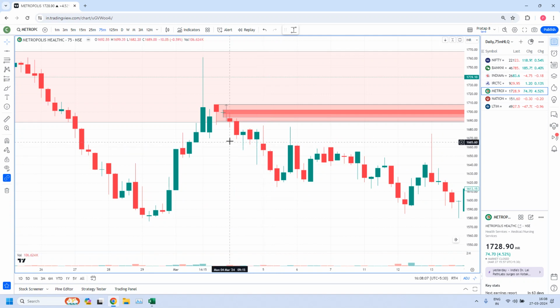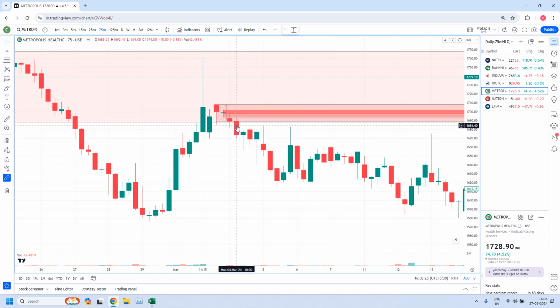You may ask a question. The drop is not very great. Yes, it is not great. But this is good enough to consider for fine-tuning the zone. Because this candle has come completely out of the zone. So it's a good candle.